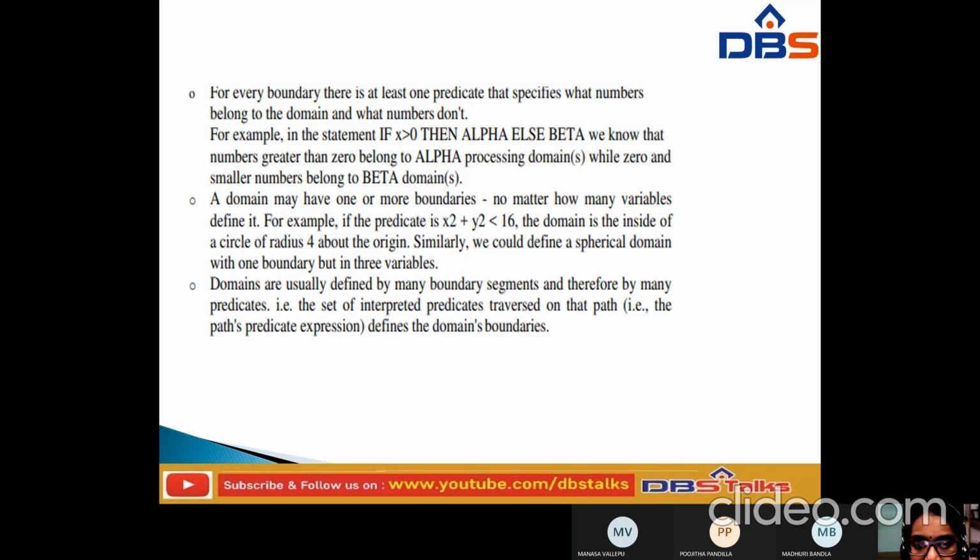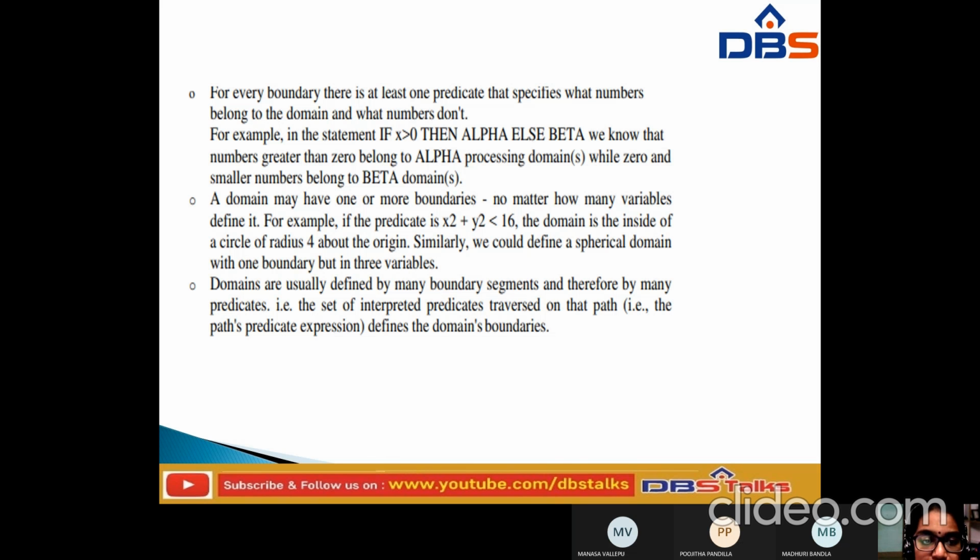If x2 plus y2 is less than 16, we have to take in the input values x2 and y2. Once we have taken those values, we have to categorize whether the values of x2 and y2 are integer values or some different types of variables. From this we can say that the domain is inside a circle of radius 4 about the origin.